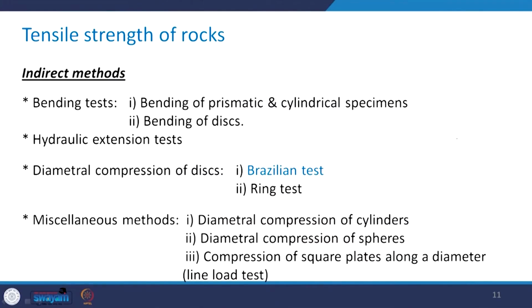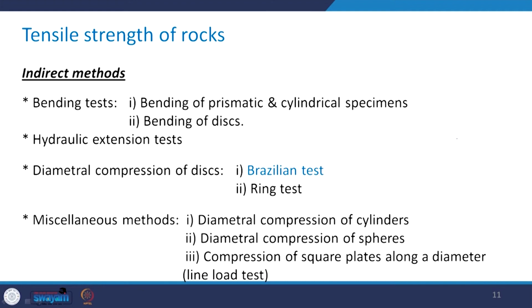Therefore, in order to overcome these difficulties, there are many indirect methods which have been devised for the determination of tensile strength. Let us take a look at them in a comprehensive manner. So, there are various indirect methods. They include bending tests. In this, bending of prismatic and cylindrical specimens is carried out, and then the second one is bending of disc. In this case the specimen is in the shape of a disc and then the bending takes place.